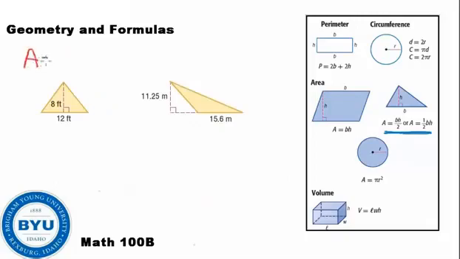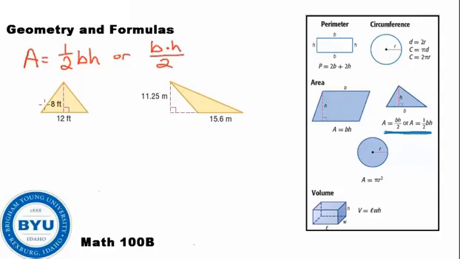Okay, the area of a triangle is simply 1/2 base times the height. Sometimes people like to say base times height divided by 2. Both those formulas are the same, so you can do whichever one you like. That's what we would recommend you to do.